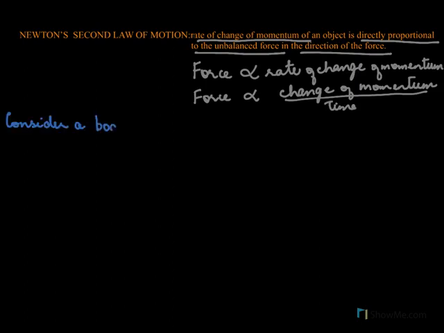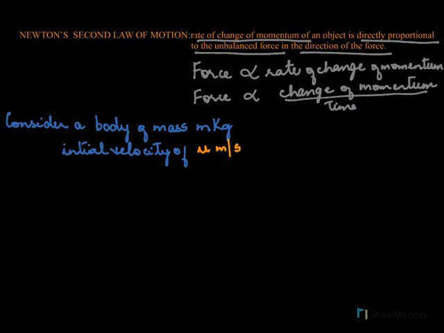Let's consider a body of mass m kg. This body has an initial velocity of say u meters per second, and after some time, say t seconds, the velocity now changes to v meters per second. So now the final velocity will be v meters per second. This happens in time t seconds.